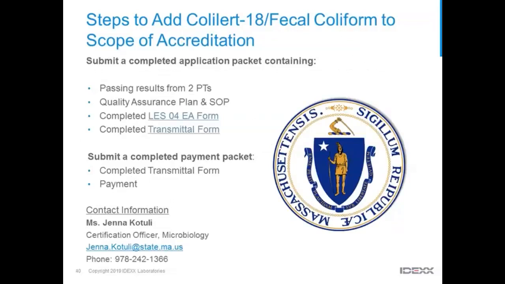Now, for accredited laboratories, you would want to follow the Massachusetts Department of Environmental Protection Laboratory Certification Program for requirements for monitoring your current scope of accreditation, which these steps would include submitting an application packet that contains a quality assurance plan, a standard operating procedure, a completed modification of certification for microbiology laboratory LES-04-EA form, and a completed transmittal form. Also, you'll want to include the results of 2 successful proficiency tests.